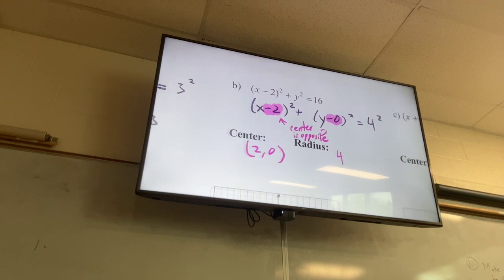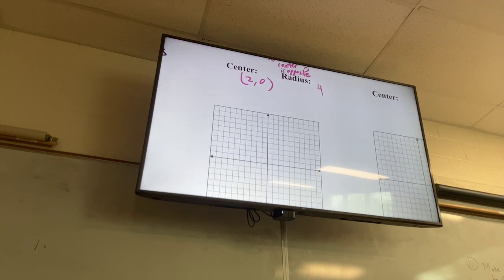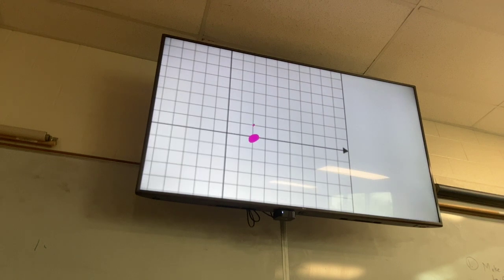4, okay? So the way you plot this is you plot the center, and then you just go 4 out from the center. What I like to do is plot the center, then go 4 above the center. 1, 2, 3, 4. I draw those little lines, and then I just make a circle. I connect the dots.